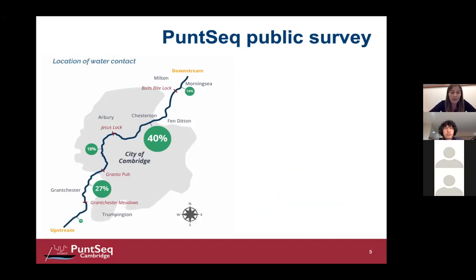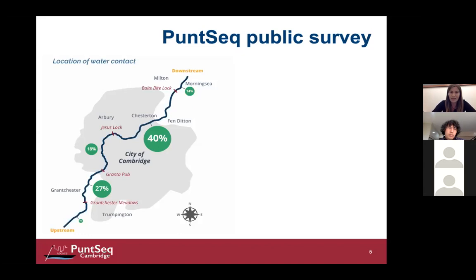And as you see here, we see the city of Cambridge. A lot of people are getting in touch with the river upstream, which is around the Grantchester Meadows area. And this is where most people are going swimming or fishing. And then we have about 40% who are in touch with the river directly in the city, where they are doing the punting that I just showed you.